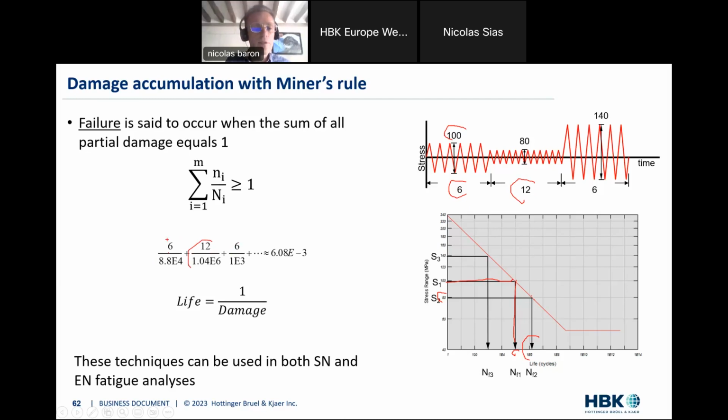And I just do that for each and every block I have been able to identify in my loading sequence here. And finally, I reach that number here, which is the total damage I was referring to before. In this case, it's a small number, and here it's less than 1, so it's good. We still have some budget to be consumed before breaking. And we can also express, as I was saying, in terms of life, doing the inverse of this. This will give us the number of times I can repeat that signal here before failing my component.